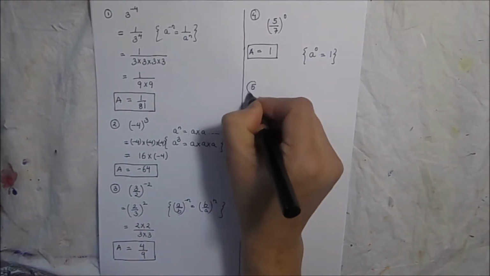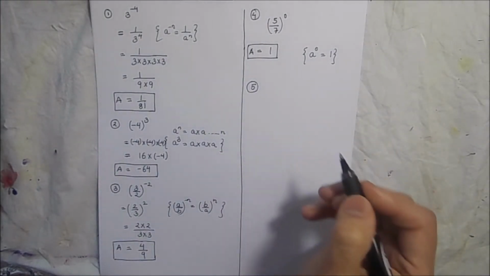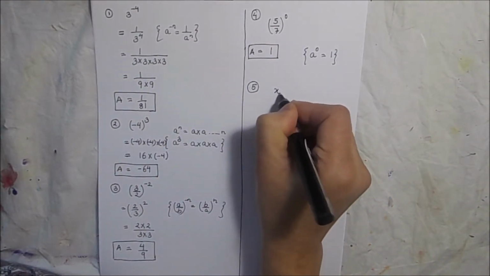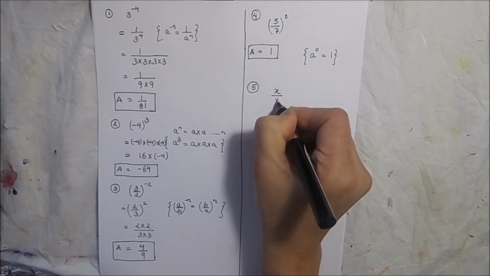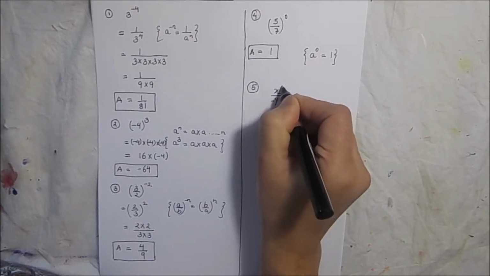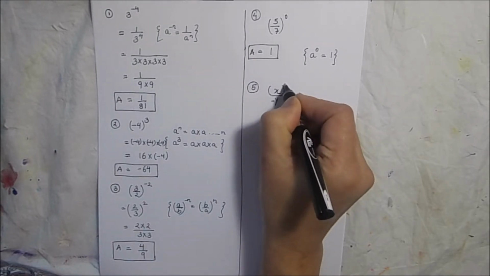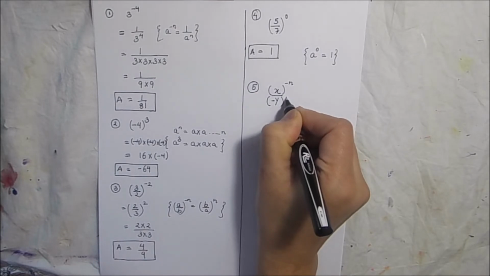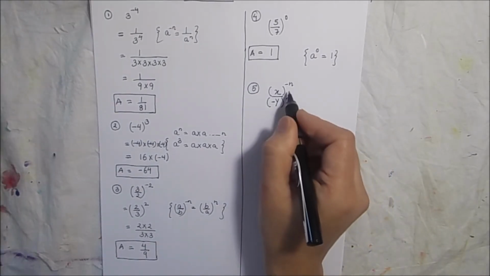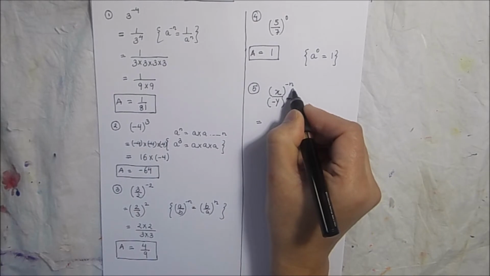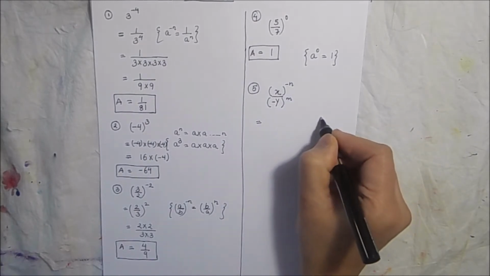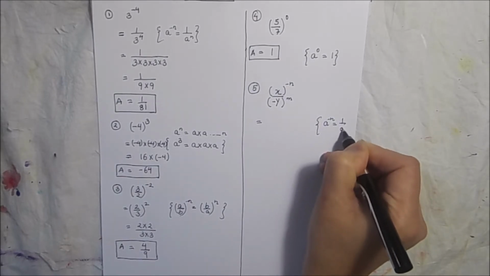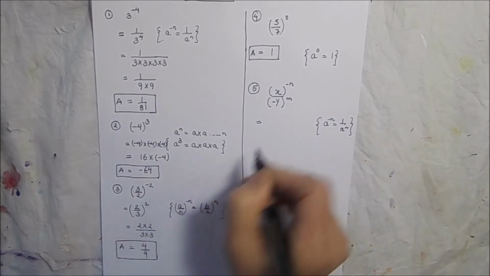Let's take one more example here, in which instead of numbers we take variables. So if we take x over minus y to the power minus n, and minus y to the power m. So here to simplify this, we'll use the negative exponent rule. For this, the negative exponent rule says a to the power negative n is equal to 1 over a to the power n.